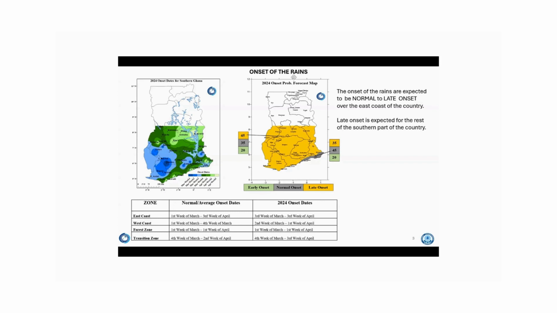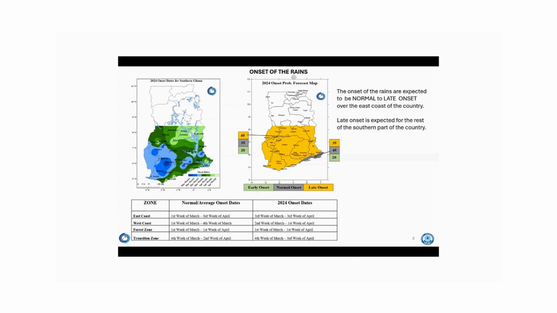And with that, we have now brought it to the left-hand side, to what actually happens, which we call the deterministic forecast. So the ordinary people on the street will now see the dates that we are giving, which give meaning to the yellow one. When you look at the zones, for the East Coast, the normal onset of the rains is the first week of March to the third week of March.